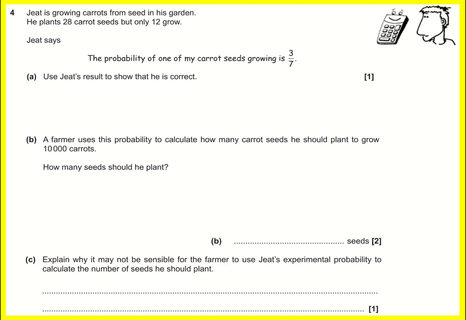Jeet's grown some carrots. He plants 28 carrots, but only 12 grow. The probability of one of my carrots growing is 3 over 7, he says. Show that this is correct.